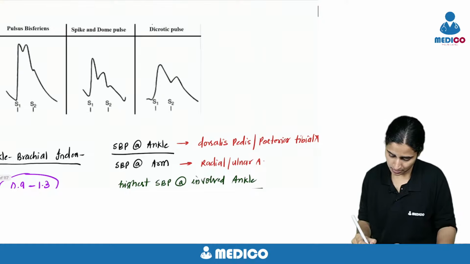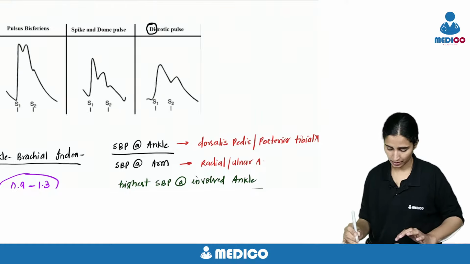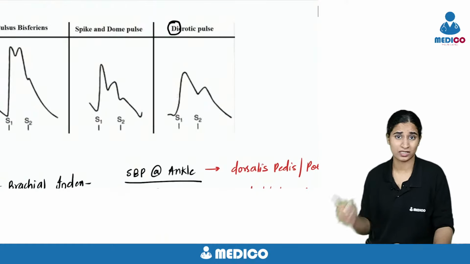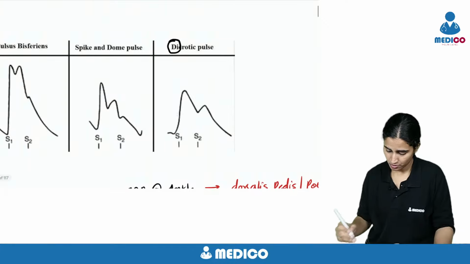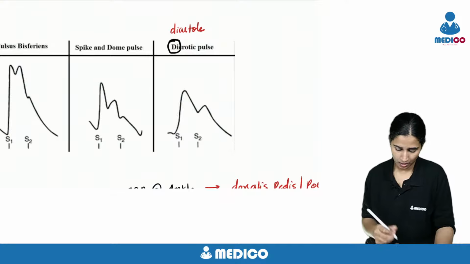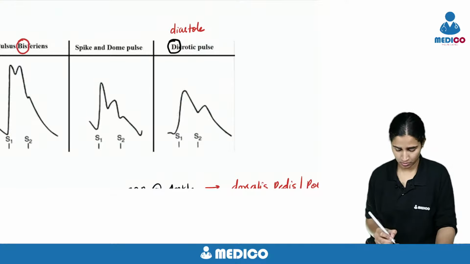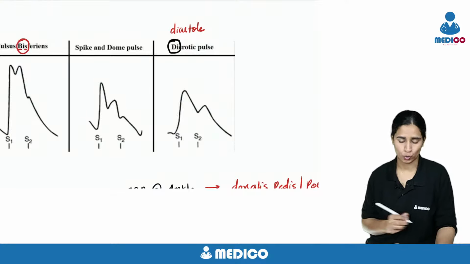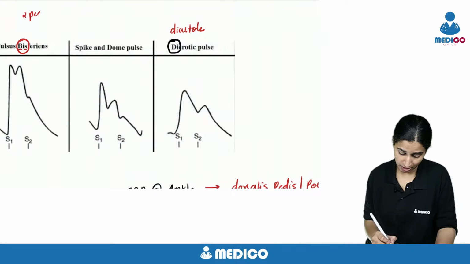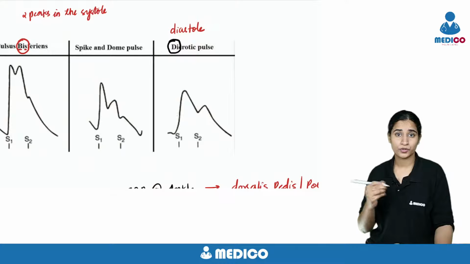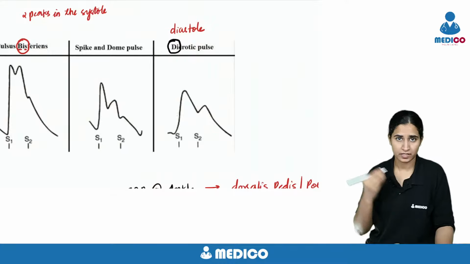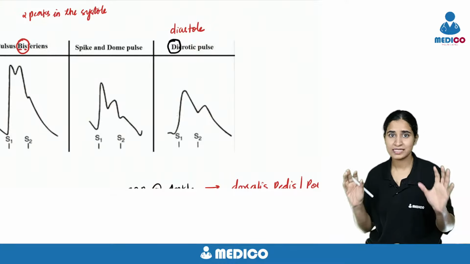See, pulsus dicroticus, the name itself is saying. Dicrotic, in the name there is D. So, two peaks, and one peak will go in the diastole. Whereas pulsus bisferiens has two peaks in the systole. You don't need to be confused. As an undergraduate, I also used to confuse bisferiens and dicrotic pulse. So now it's clear, I think.